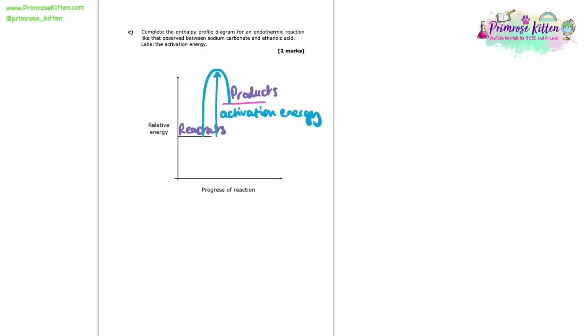And that there will be all of our marks in here. We're going to get 1 mark for showing the products line above the reactant line, and we're going to get another mark for the activation energy drawn correctly and labelled on our diagram.